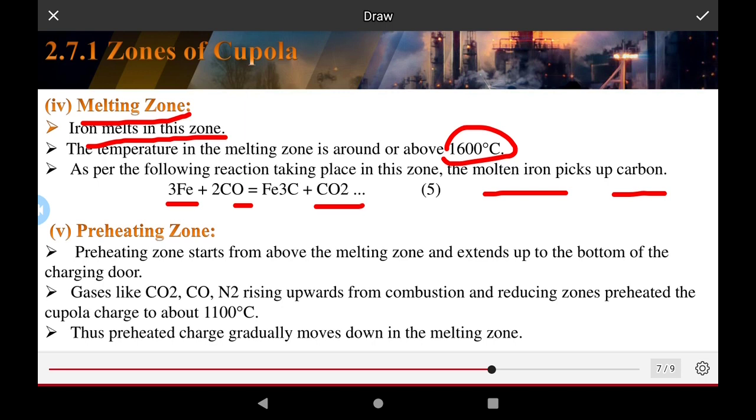Preheating zone. The preheating zone extends from above the melting zone up to the bottom of the charging door. Gases like CO2, CO, N2 rising upward from the combustion and reducing zone preheat the cupola charge to above 1100 degrees Celsius. Thus, the preheated charge gradually moves down into the melting zone.